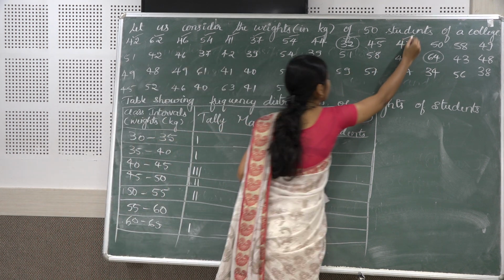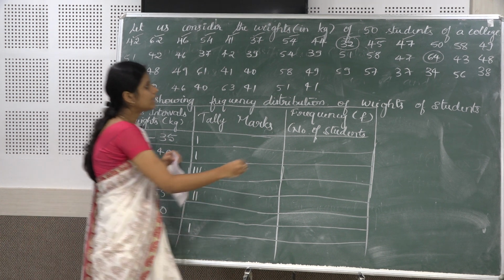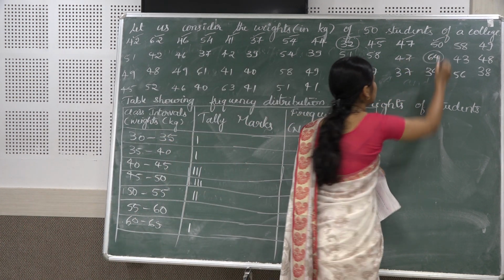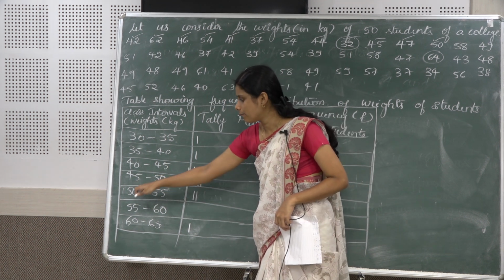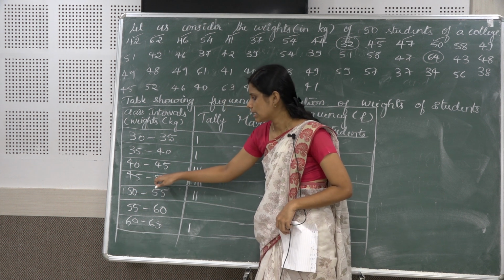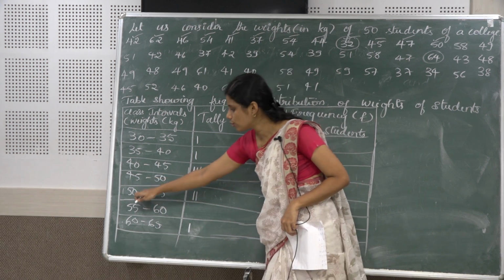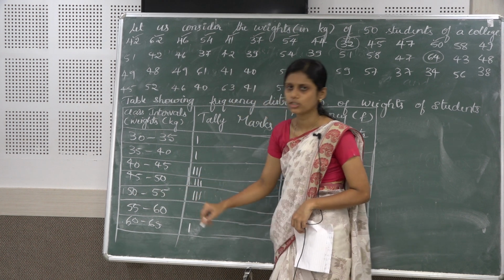Next 47. 47 comes in 45 to 50. Next is 50. See, this also is repeated twice. 45 to 50, 50 to 55. See, 50 is not included here. It is included in the next class. So in front of 50 to 55, you are going to mark one stroke.